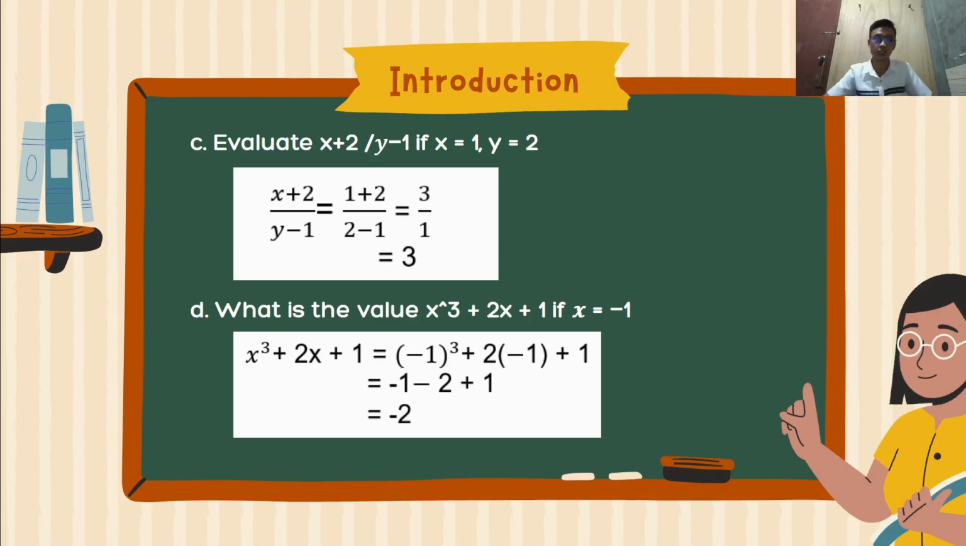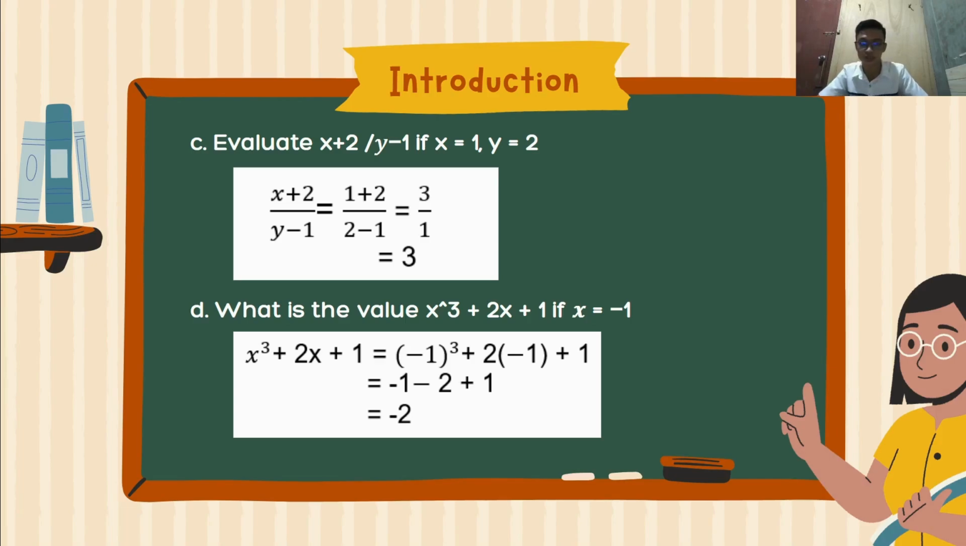Next, we have letter D. What is the value of x raised to 3, or x cubed, plus 2x plus 1 if x is negative 1? So we are going to substitute the value of x, okay? So we have here the x cubed. So we are going to substitute the value of x. So it will be negative 1 raised to 3, or cube, plus 2 times negative 1 plus 1, right?